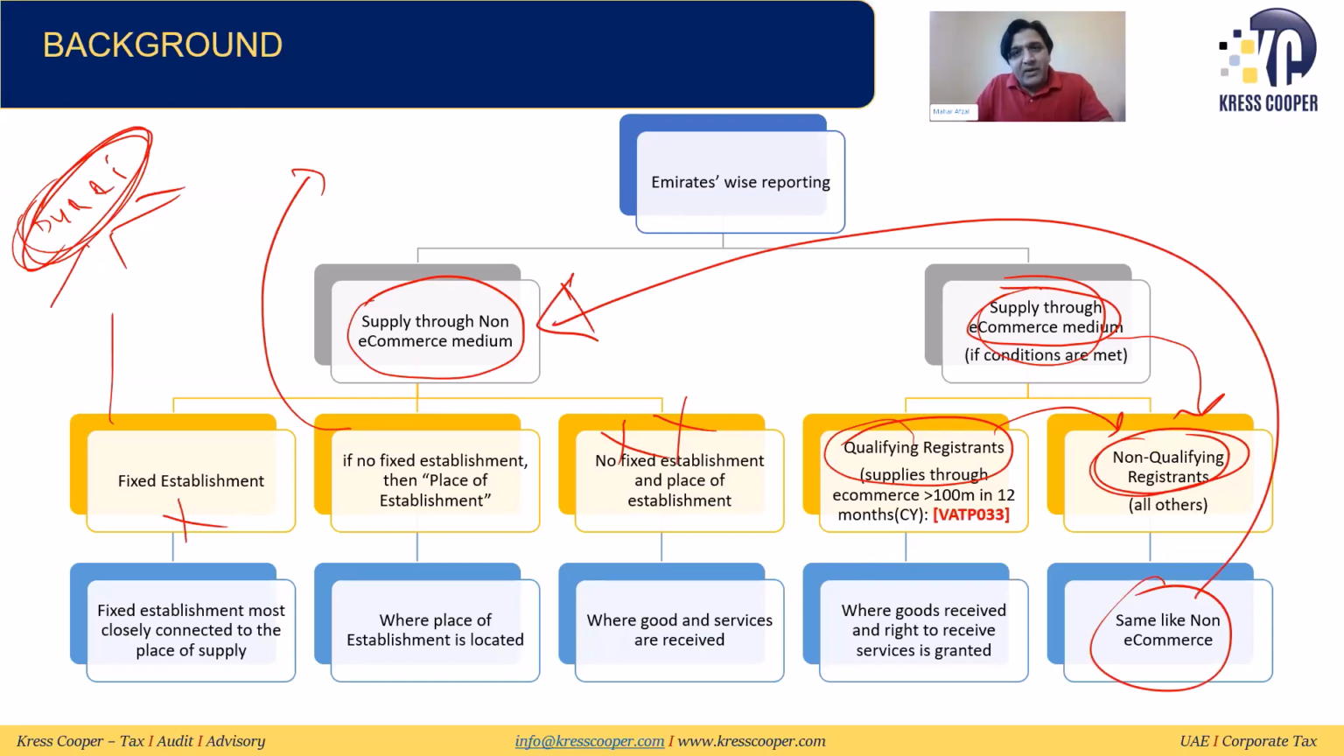If the value of the supply is more than 100 million and this supply is being made through the e-commerce medium, then they have issued Public Clarification number 33, and we need to report the goods and the services in the respective Emirate where these goods and services are being received.